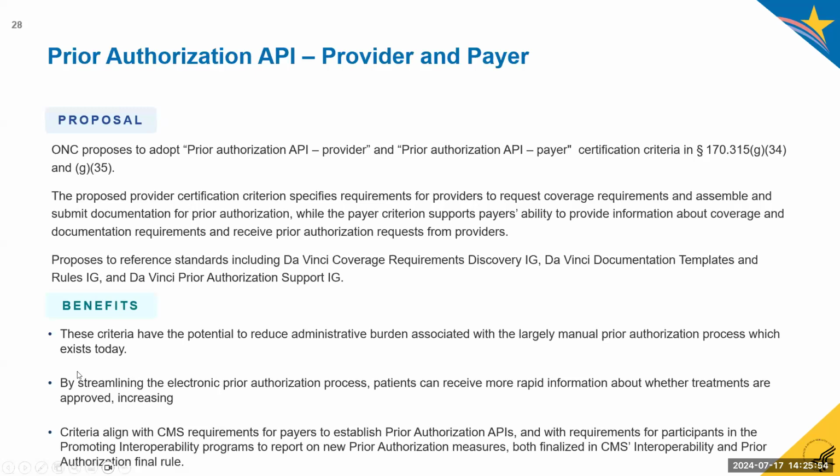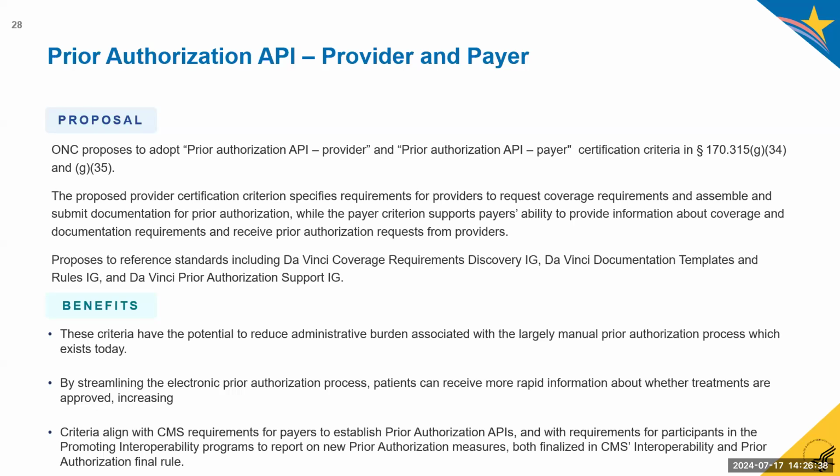Next, we have two criteria under prior authorization APIs. So there is a proposed prior authorization API provider and a proposed prior authorization API payer. Two different certification criteria which focus on the ability for providers to request coverage requirements and assemble and submit documentation for prior authorization requests, while there is also the payer side criterion, which would support payers' ability to provide information about coverage and documentation requirements and receive prior authorization requests from providers.